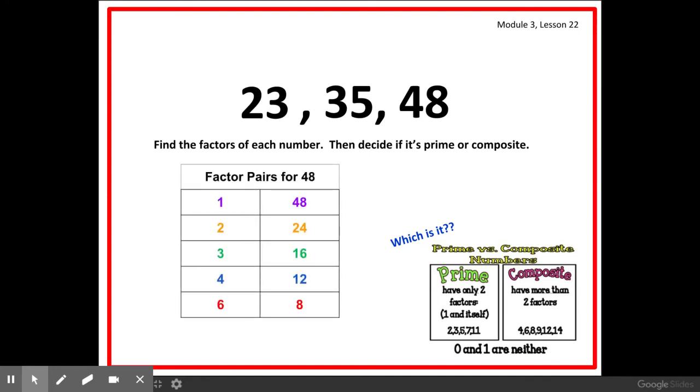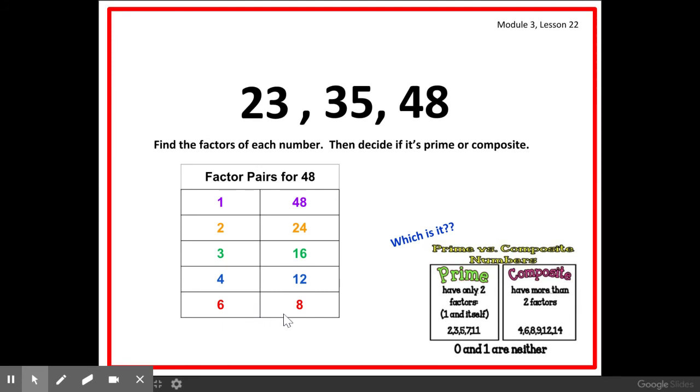Oh my gosh, did yours match mine or did you miss a couple? Here's a good way to check, friends. I color coded mine, so all the partner pairs have their own color with their partner. 1 times 48 is 48, 2 times 24 is 48, 3 times 16 is 48, 4 times 12 is 48, and 6 times 8.